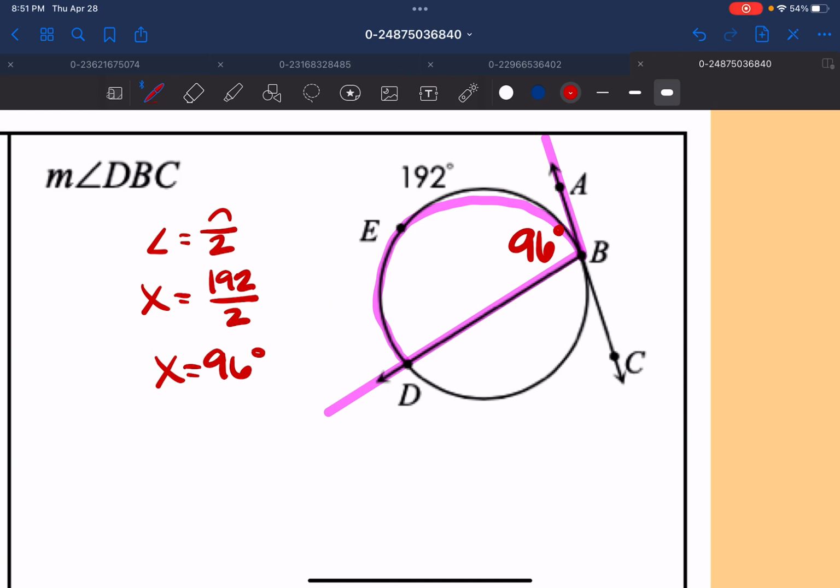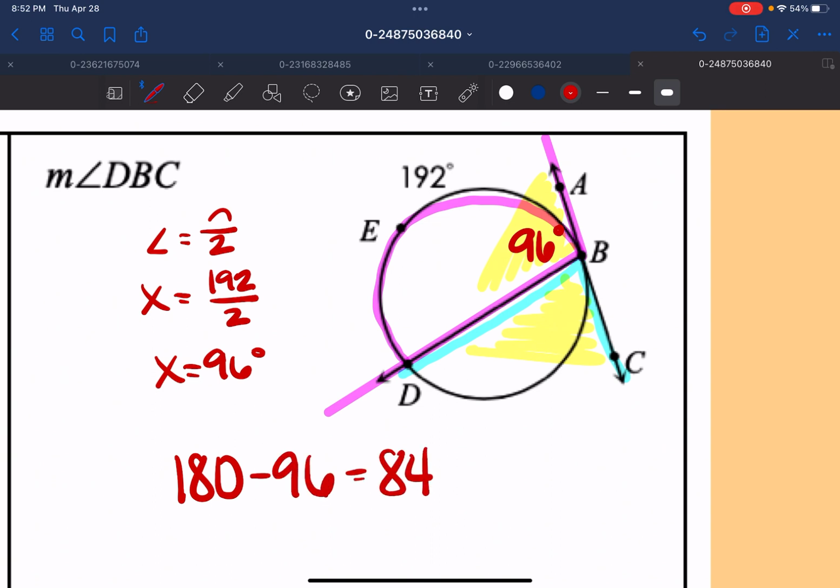Can do a couple things. The question is asking for angle DBC, which is right here in blue. We could find the other arc, divide by 2, but we also know based on our past knowledge that angle ABD, so this one right here, and angle DBC are a linear pair. So if we know one angle, all we have to do is take that away from 180, and that leaves us with our other angle. So we can say the measure of angle DBC equals 84 degrees.